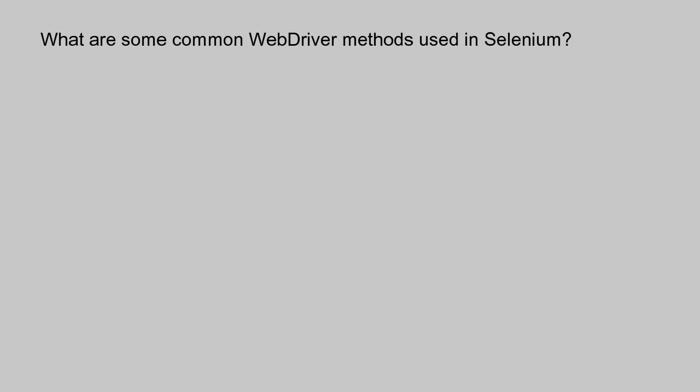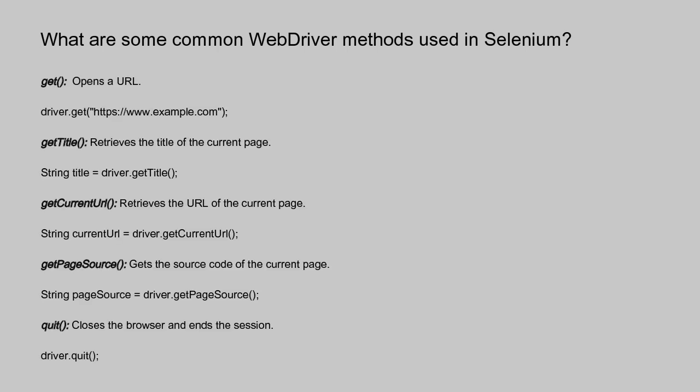checked. What are some common WebDriver methods used in Selenium? get() opens a URL. getTitle() retrieves the title of the current page. getCurrentUrl() retrieves the URL of the current page. getPageSource() gets the source code of the current page. quit() closes the browser and ends the session.